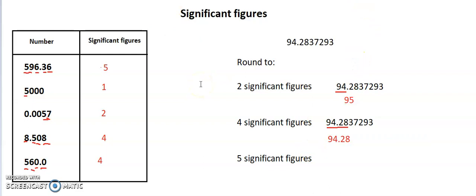Finally, our last question. It is 5 significant figures. So again, we need to round it to the thousandths spot this time. In the ten-thousandths spot, we've got a 7, which means we need to round up, and it becomes 94.284.